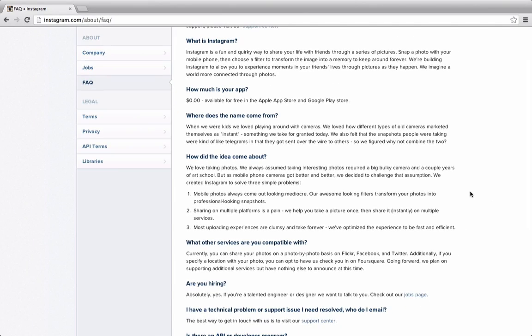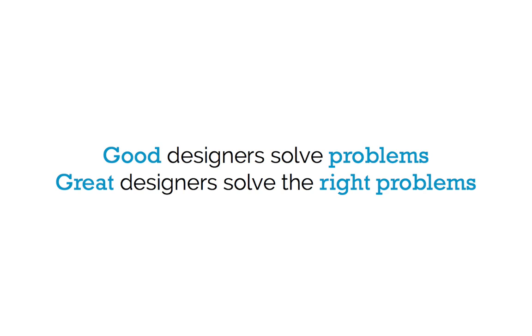Because I really want you to understand something. Don't try to solve more than one or two problems at once. You lose your focus, and so will your app, and this is the best way to make it irrelevant and cluttered. Remember, good designers solve problems. Great designers solve the right problems.